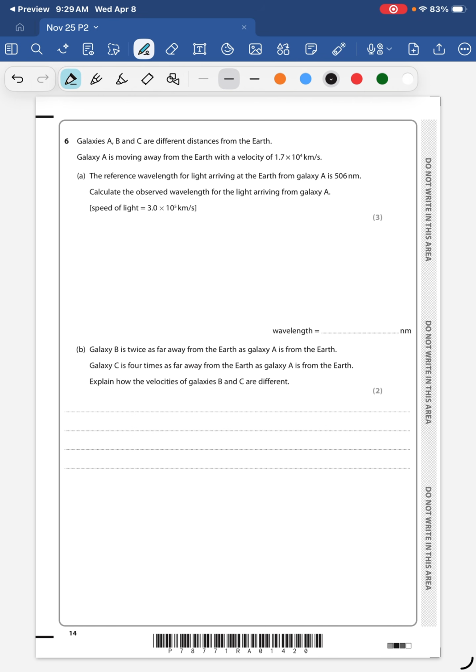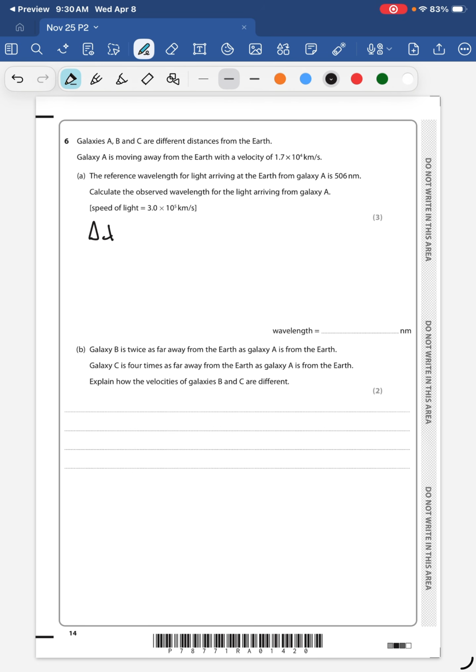Okay, question 6. Galaxies A, B, and C are different distances from the Earth. Galaxy A is moving away from the Earth with a velocity of 1.7 times 10 to the 4 kilometers per second. The reference wavelength of light arriving at the Earth from Galaxy A is 506 nanometers, so that's greenish. Calculate the observed wavelength for the light arriving from Galaxy A, and they give you the speed of light in kilometers per second.